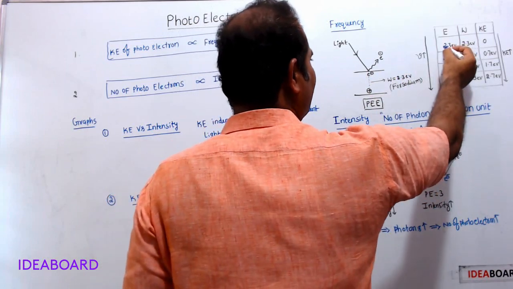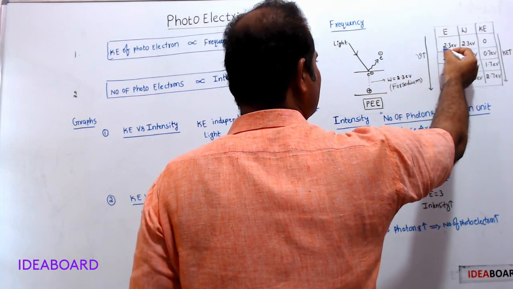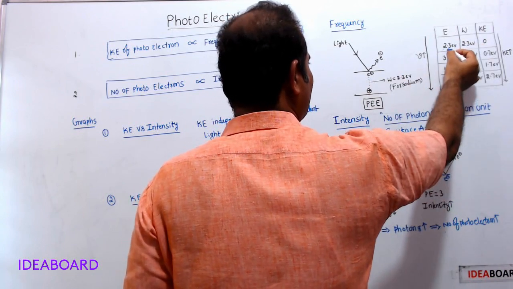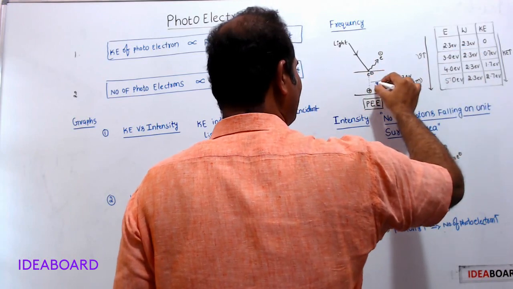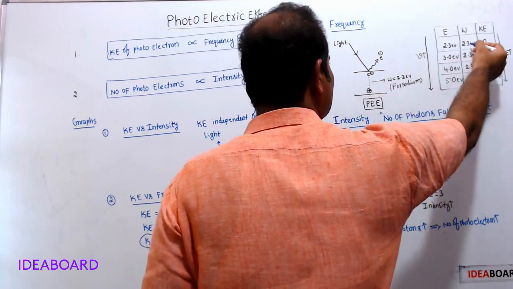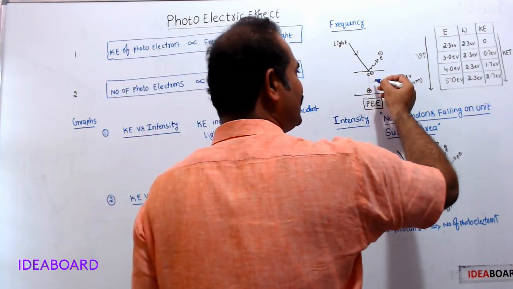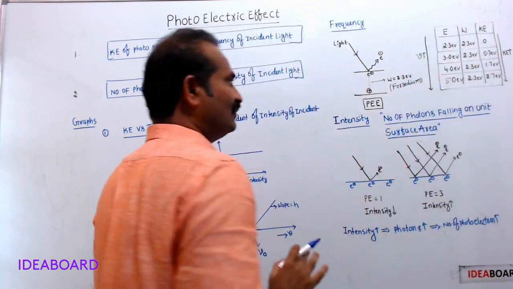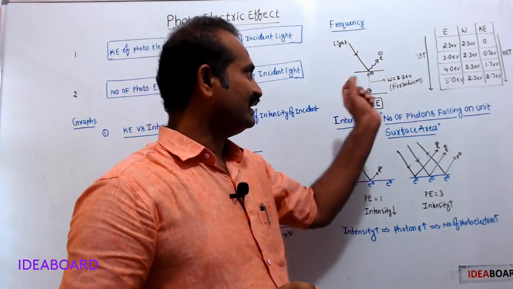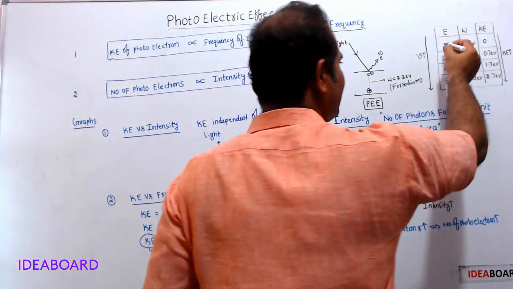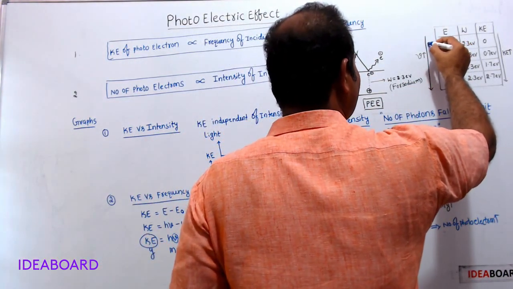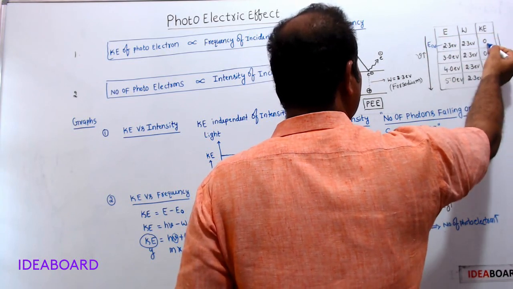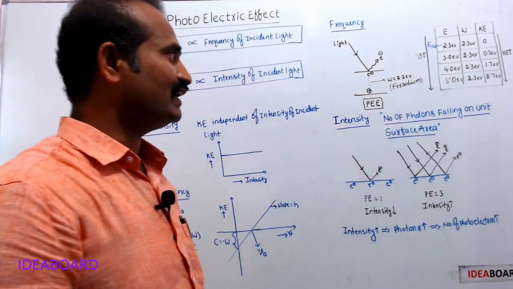Here, when the energy of the incident photon is 2.3 electron volts, the work function is 2.3. That supply of 2.3 electron volts is utilized for breaking these attractions. No more energy is left behind to turn into kinetic energy. Therefore, zero kinetic energy. This is said to be the threshold energy. Threshold energy means the energy corresponding to zero kinetic energy, which is known as the threshold energy or work function.